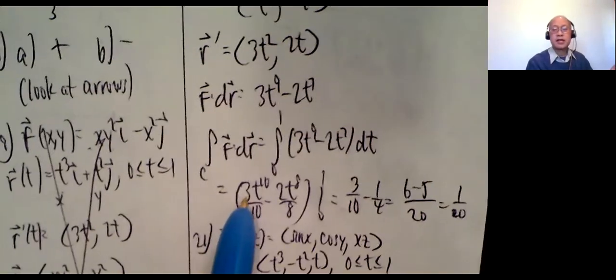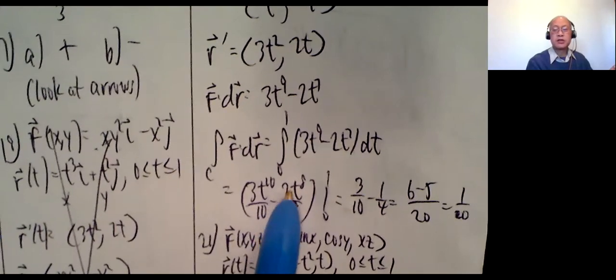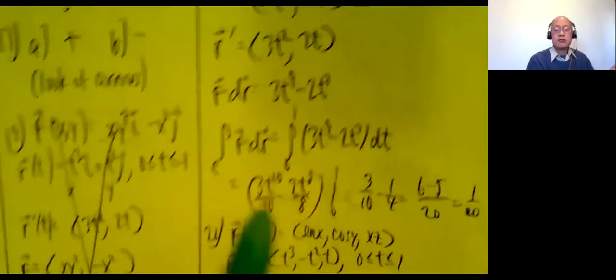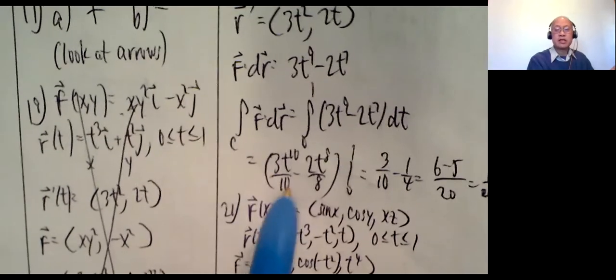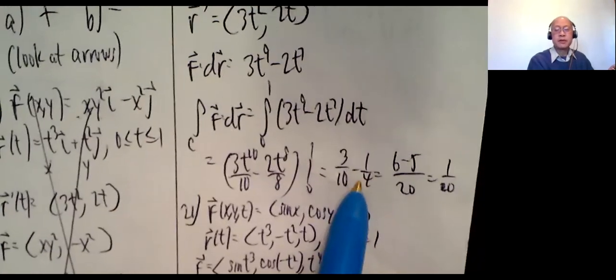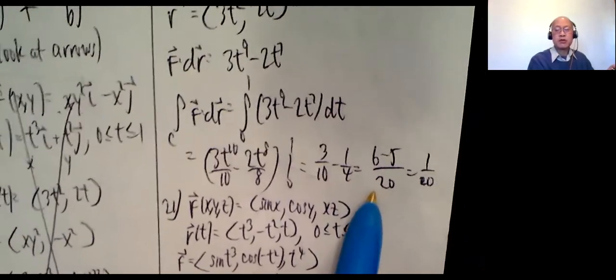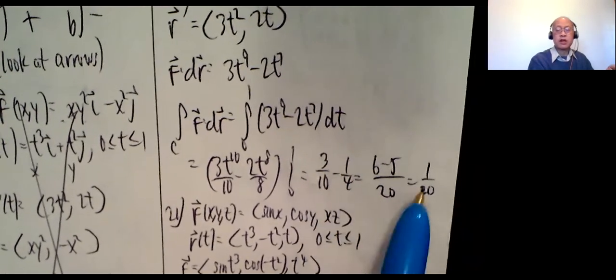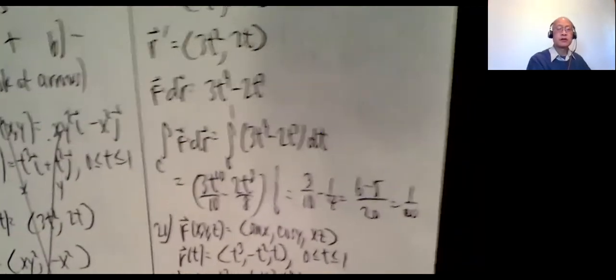Okay, so 3t to the 10th over 10 minus 2t to the 8th over 8 from 0 to 1. Plug in 0, you get 0. Plug in 1, you have 3/10 minus 1/4. Common denominator is 20. So 6 over 20 minus 5 over 20. Final answer is 1/20.